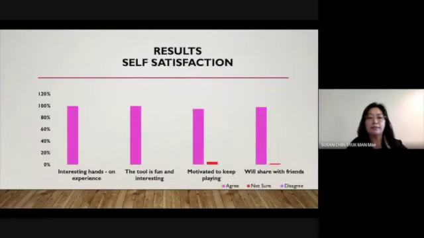In terms of the self-satisfaction, most of the students agree that it is a very interesting hands-on experience and it is fun and they are having motivation to keep playing. Some of them said, once I understand already, I won't play anymore. Okay, and most of them were willing to share with their friends.